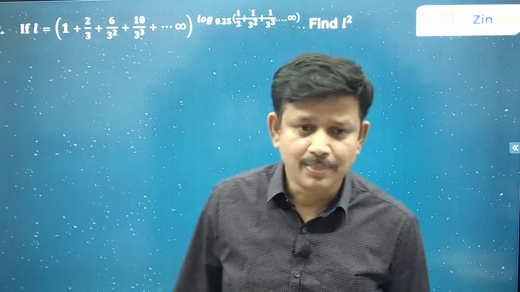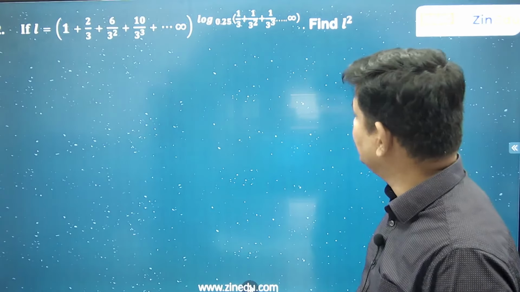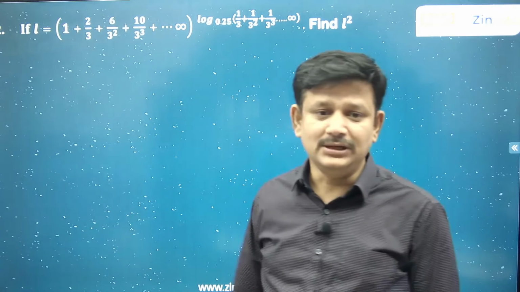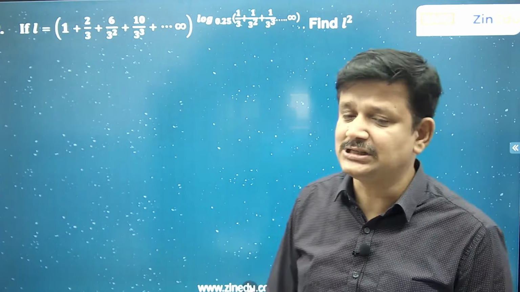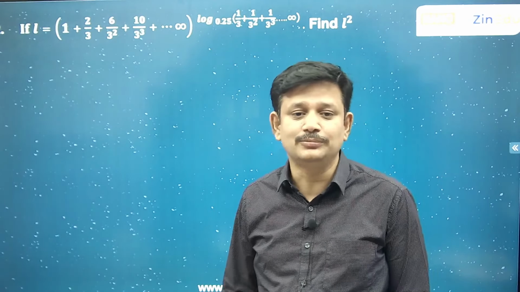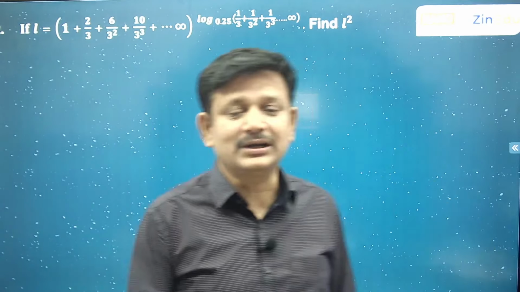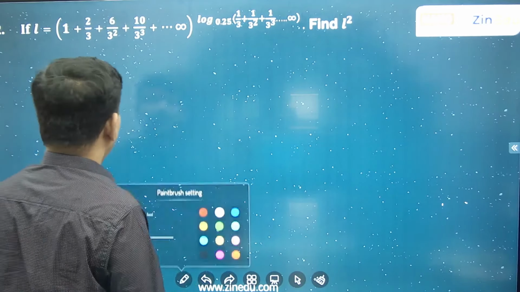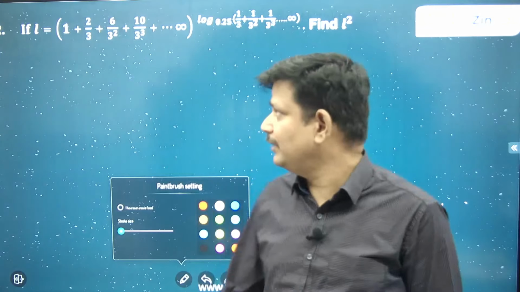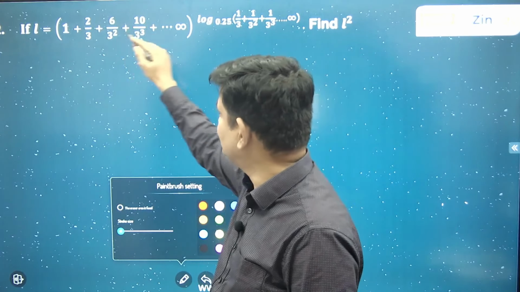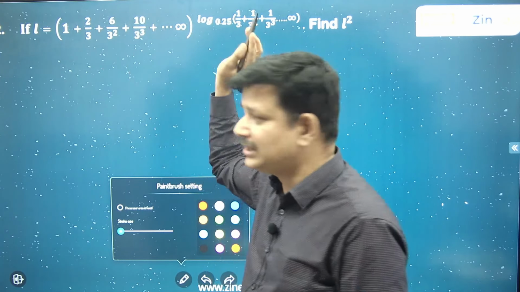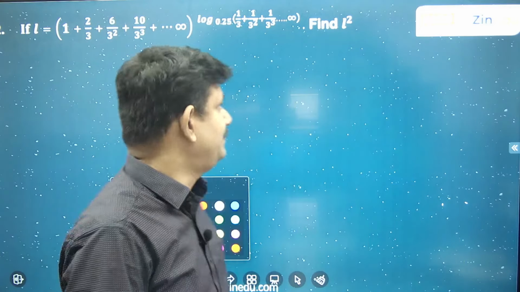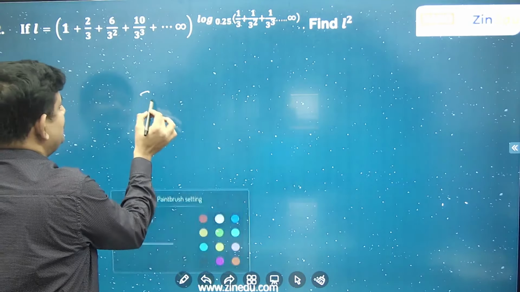This is again a simple question on progressions. L is given to be 1 plus 2/3 plus 6/3 square plus 10/3 cube, and so on up to infinity. What kind of a progression is this? This is an arithmetico-geometric progression. Numerators are in AP, denominators are in GP. It is an AGP. How to find the sum of an AGP?